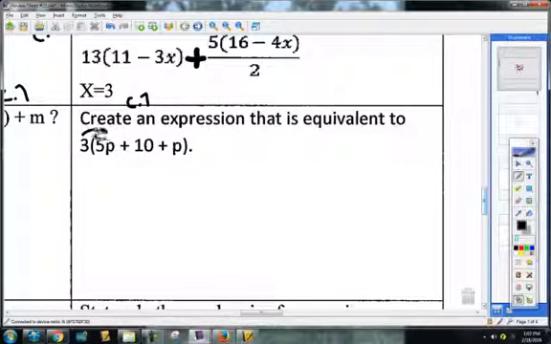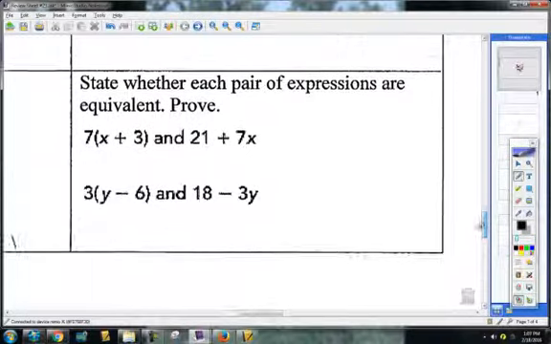You're going to distribute. And then, of course, when you're done, make sure you simplify it by combining like terms. Okay, so you should distribute first and then combine like terms. Okay?